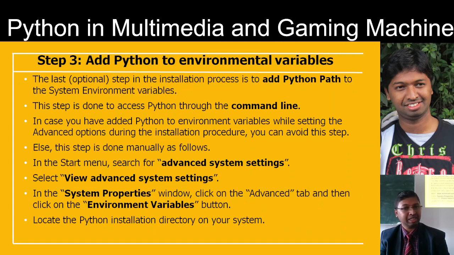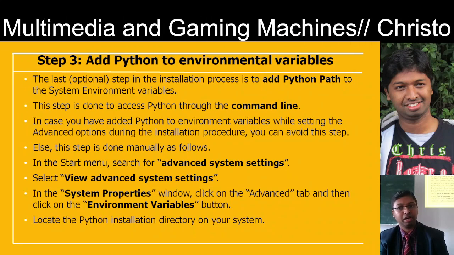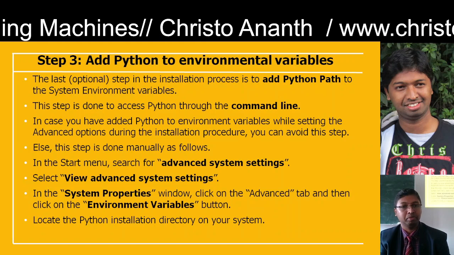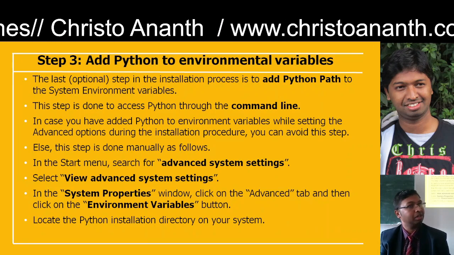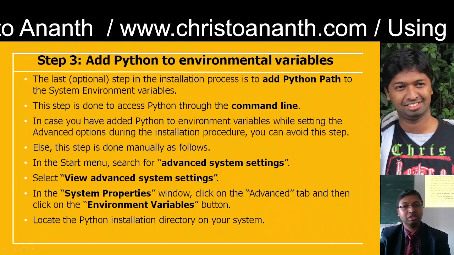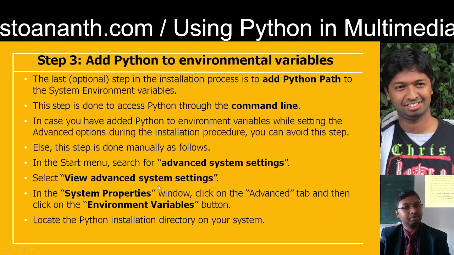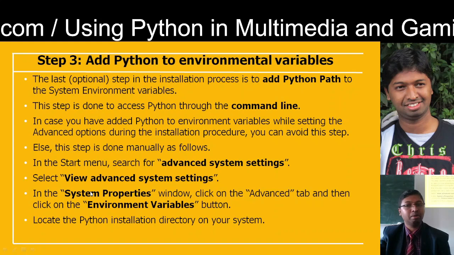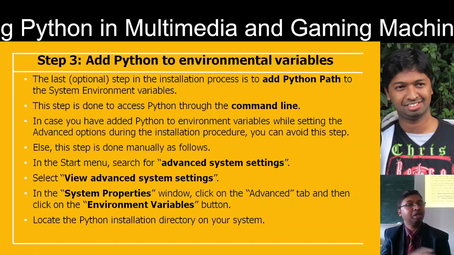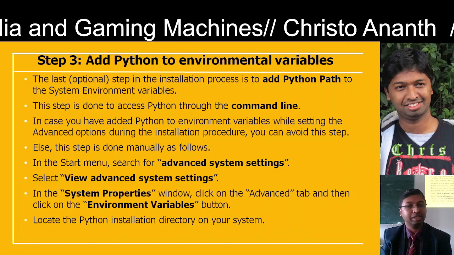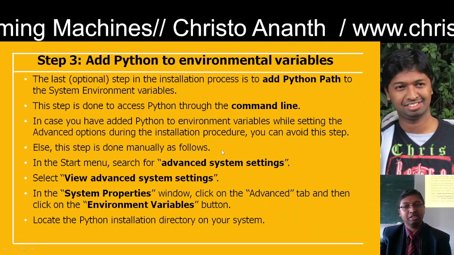Okay, in case you have added Python to the environment variables while setting the advanced options, you can actually avoid this step. Otherwise, you can do it manually. In the start menu, search for advanced system settings and select View advanced system settings. In the System Properties, click on the Advanced tab, and then click on Environment Variables.